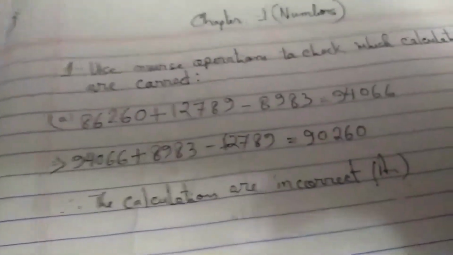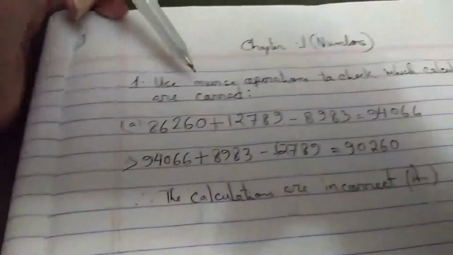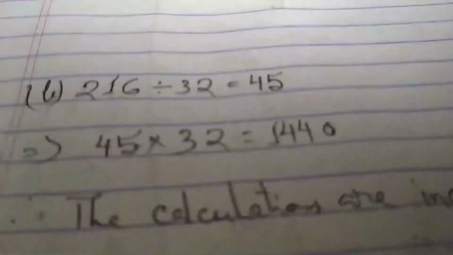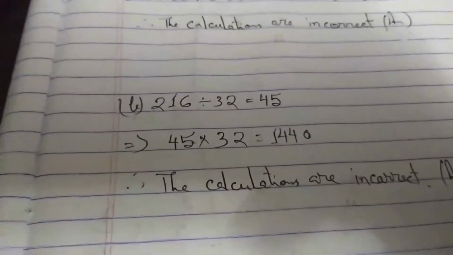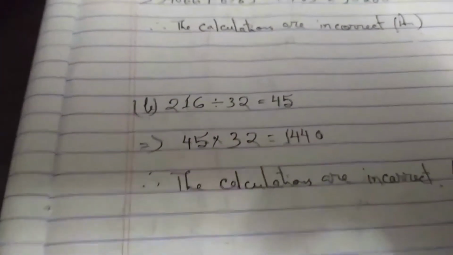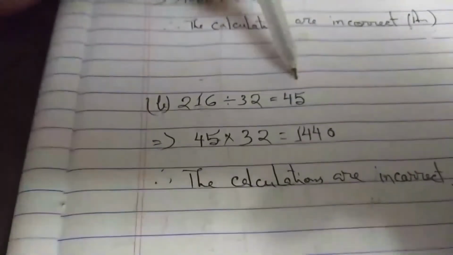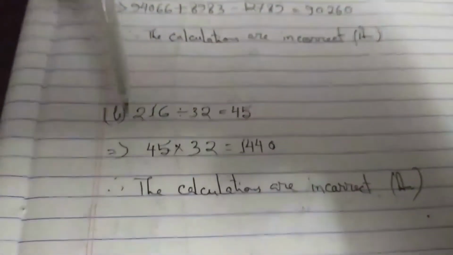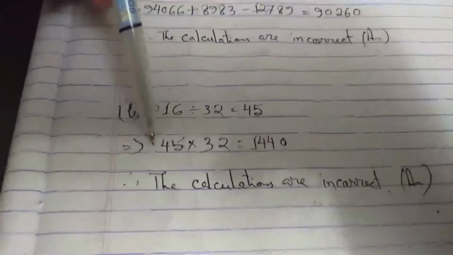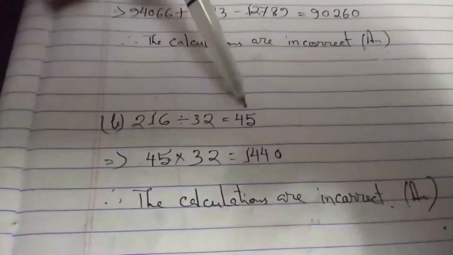So we are done with the very first problem. Now we are moving to the second problem. The question is the same: we have to use inverse operations to check whether this calculation is correct or not. According to the question, it says 216 divided by 32 is equal to 45. Now we have to apply the inverse operations method to check whether the answer 45 is correct or not. According to the inverse operation method, we will start from the answer, which is 45. So we write down 45 as the very first number, and then we move inversely.